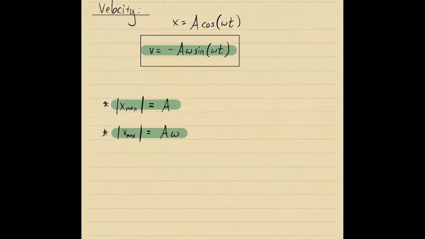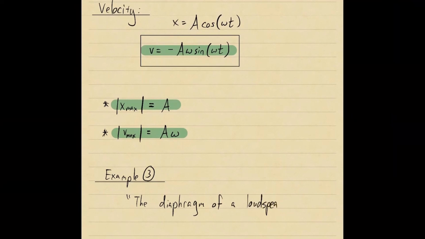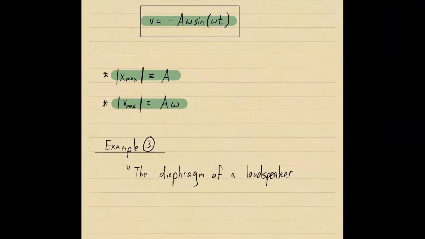So now we're going to look at example 3. The diaphragm of a loudspeaker moves back and forth in simple harmonic motion to create sound.